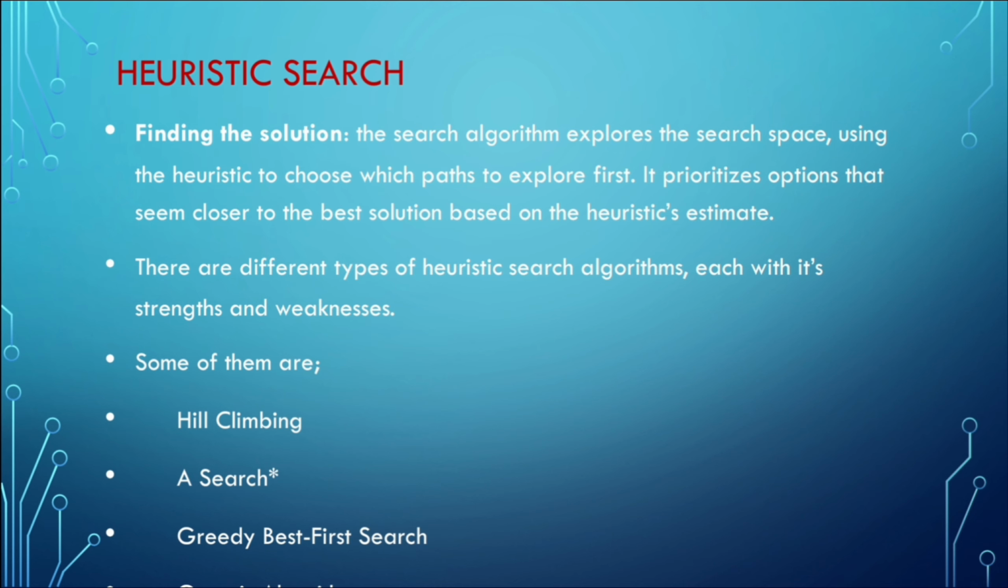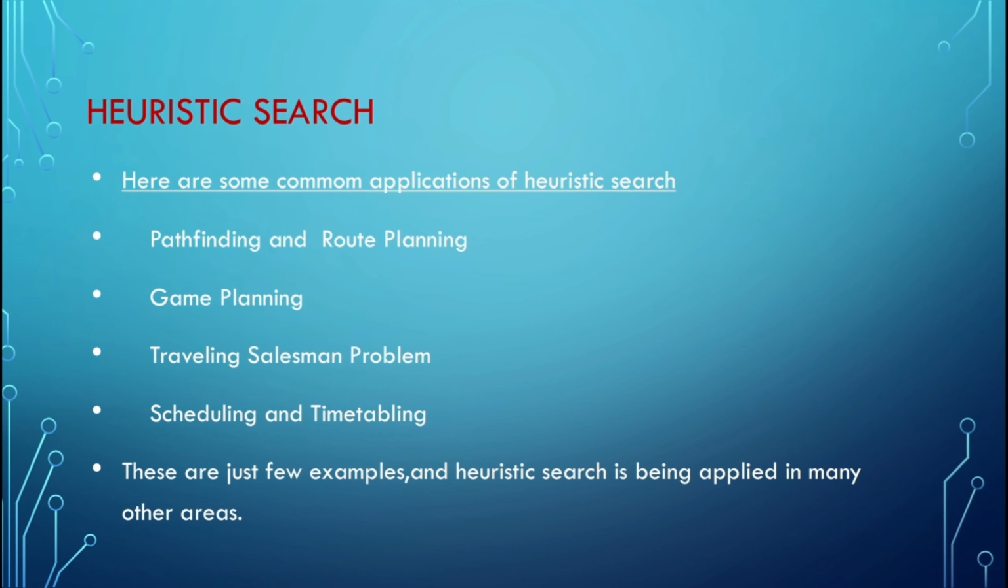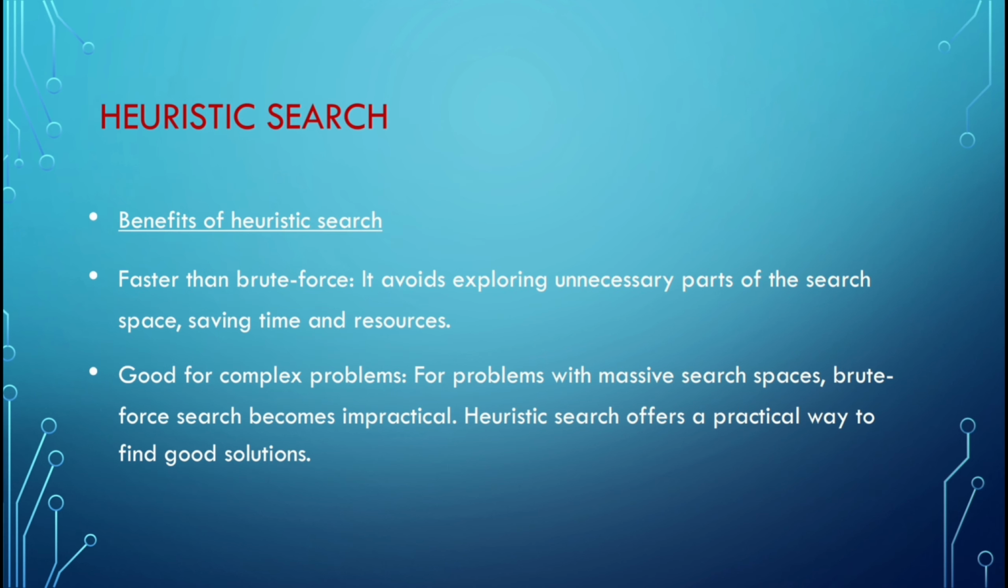There are different types of heuristic search algorithms. Some of them are hill climbing, A star search, greedy best first search, genetic algorithms, etc. Here are some common applications of heuristic search: pathfinding and route planning, game playing, traveling salesman problem, scheduling and timetabling. These are just a few examples. Heuristic search is being applied in many other areas.